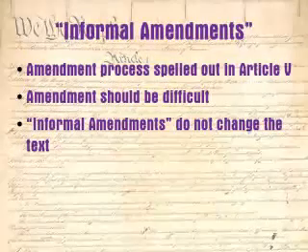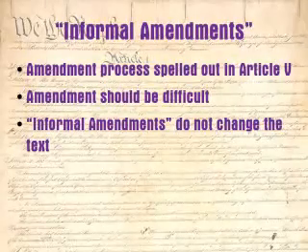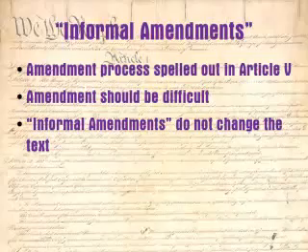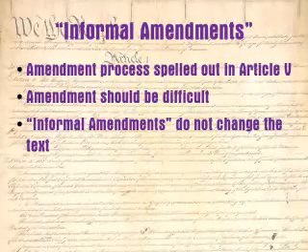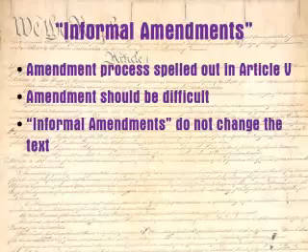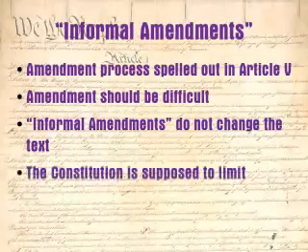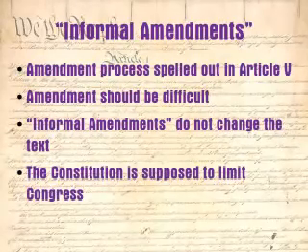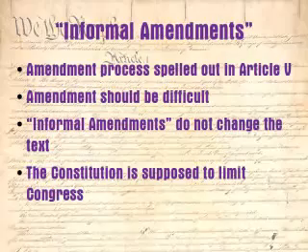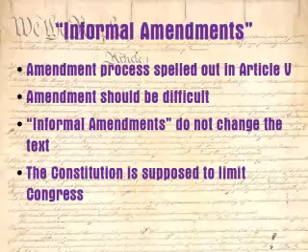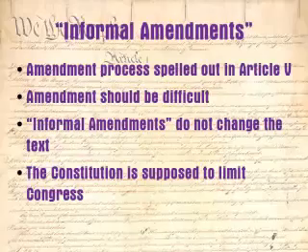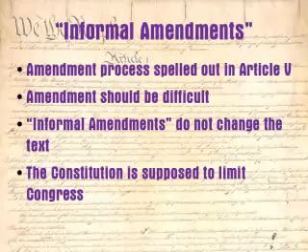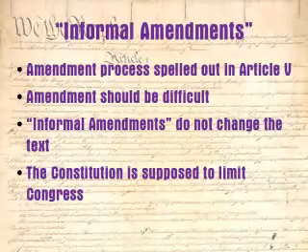This is a written constitution, and so the process of amendment changes the text. So-called informal amendments don't do that, and so logically they cannot be said to be amendments at all. And finally, the Constitution is supposed to limit Congress and the rest of the federal government. But how can it do that if Congress can just go and change the meaning of the Constitution whenever it wants to? This idea of informal amendments is not only illogical, it is downright dangerous.